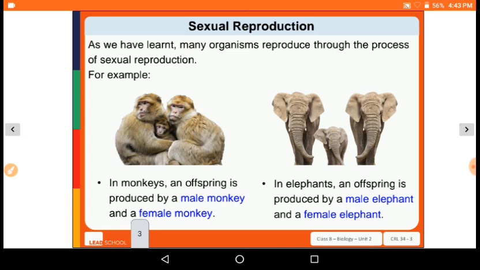As we have learned, many organisms reproduce through the process of sexual reproduction. For example, in monkeys, the offspring is produced by the male and female monkey. The same is true in elephants. The offspring is produced by the male and female elephant.